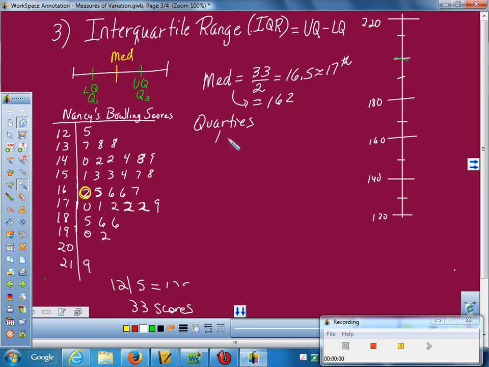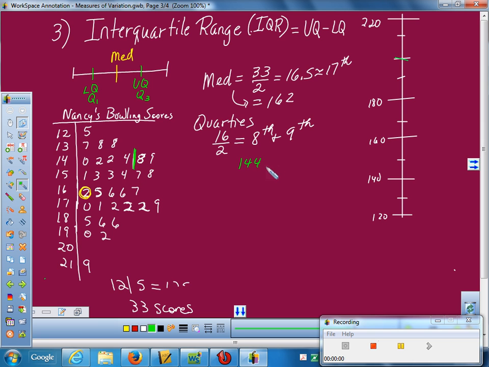Okay, so 16 divided by 2, that's even, so it's going to be between the 8th and the 9th number. You're going to have to find the 8th and 9th number on the top half and on the bottom half. So 1, 2, 3, 4, 5, 6, 7, 8, and 9 is between 144 and 148. What do I do if it's between 144 and 148?